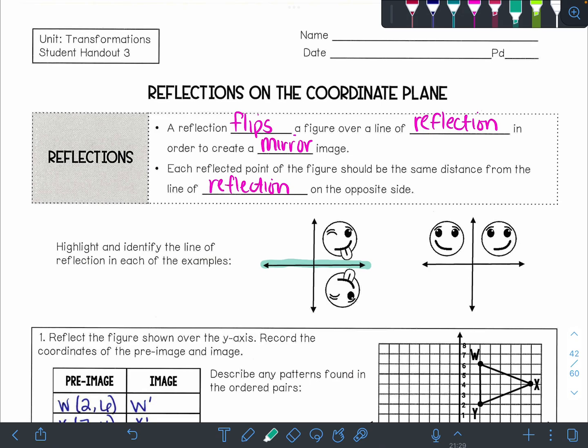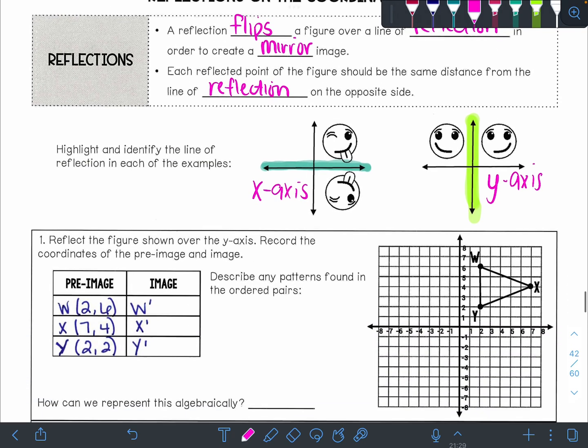Okay, so on this first one, my line of reflection would be your x-axis, which means if I'm reflecting over my x-axis, my x value would stay the same. On this one, I'm reflecting over my y-axis, which in my rule, my y value would stay the same.